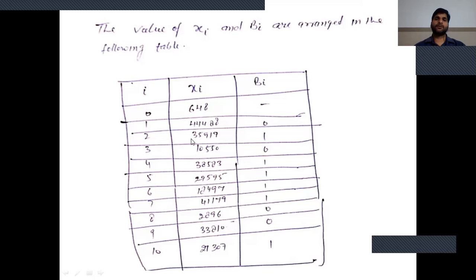In step 2, the value of xi is 35919 and the value of bi equal to 1. So on, we solve the ith iteration, value of xi equal to 213107 and bi equal to 1. This is the solution of Blum Blum Shub.